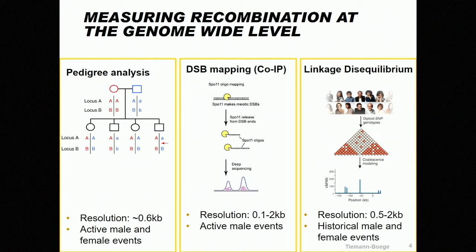So as you have these LD maps, or linkage disequilibrium maps, they have a very high resolution, in fact, but they do not represent active recombination, but events that happened a long time ago.